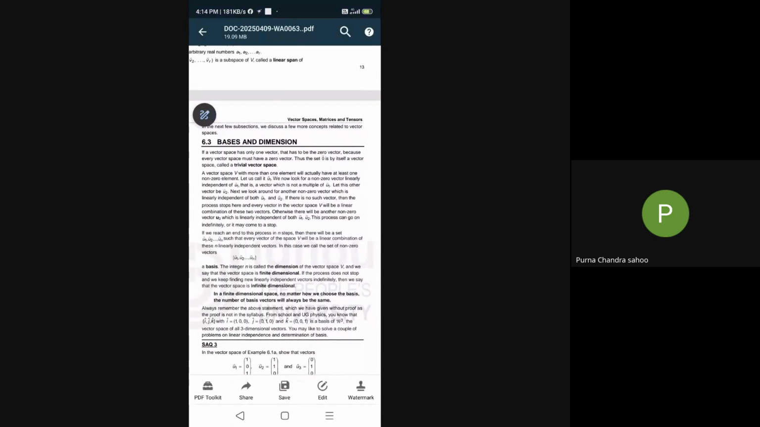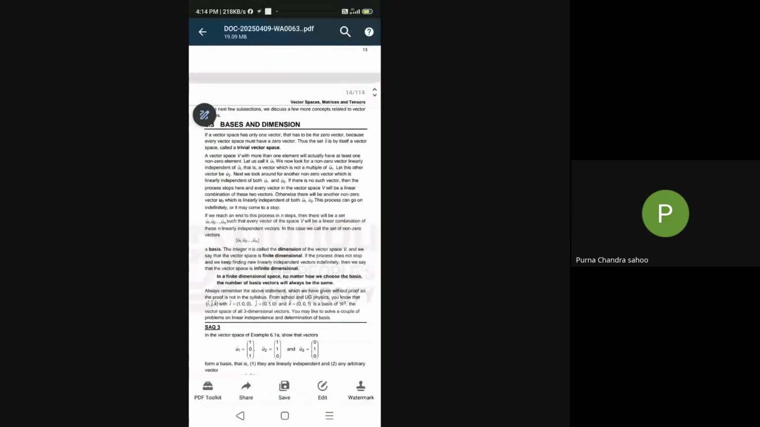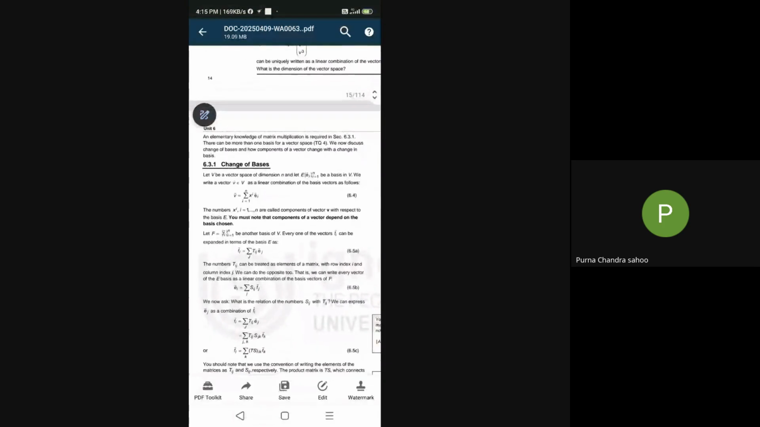Okay, in a finite dimension space, no matter how we choose the basis, the number of basis vectors will always be the same. And integer n is called the dimension of vector space V, which is in the subscript. And we say that the vector space is finite dimensional. And if the process does not stop, to keep finding new linearly independent vectors indefinitely, then we say that the vector space is infinite dimensional. So we can have 2-dimensional, 3-dimensional, and higher dimensional space. Then we can change bases.